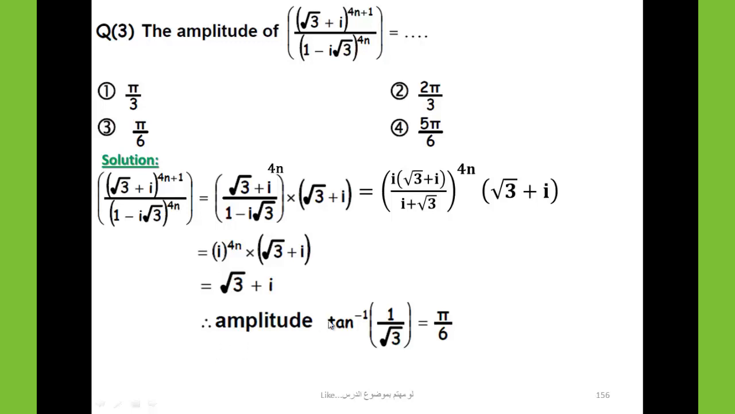Amplitude equals tan inverse of 1 over root 3, which equals pi over 6, and it lies in the first quadrant. So we will take the first answer, pi over 6. And pi over 6 is the amplitude of this complex number. And the answer is 3.